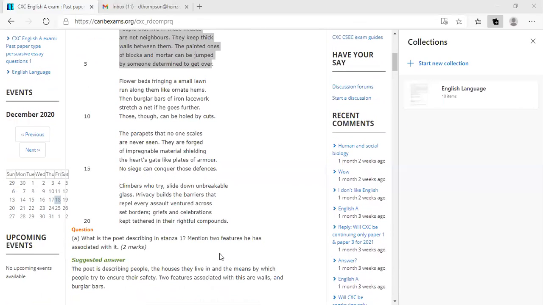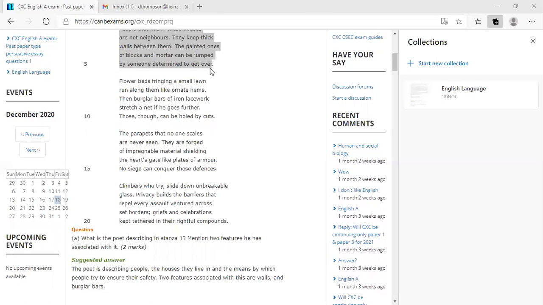So here, the poet is describing. You're going to be very general. Don't try to understand a deeper meaning. Just tell me what is happening. The poet is describing people, hence the term neighbors, right? The houses they live in and the means by which people try to ensure their safety. Hence where they say they put blocks and mortars so people cannot jump over, right? The two features associated with this are walls and burglar bars. So we call this the literal meaning of stanza 1.